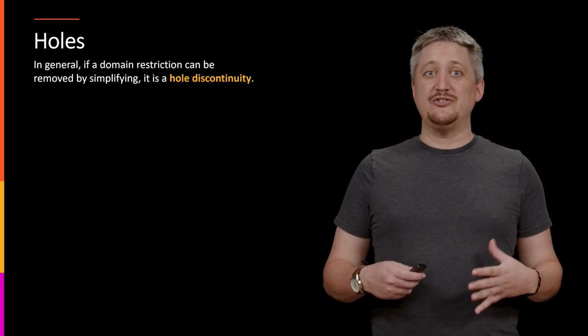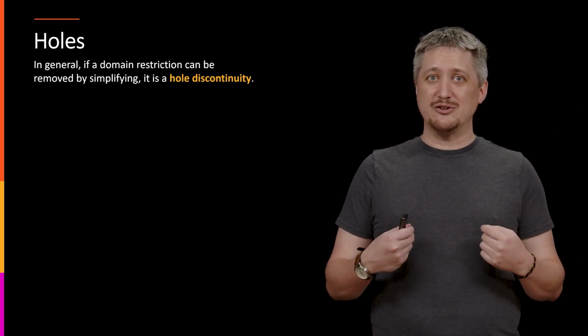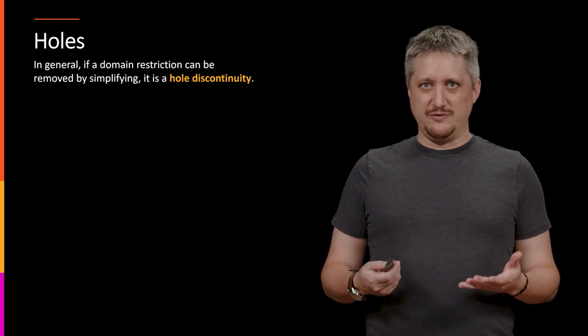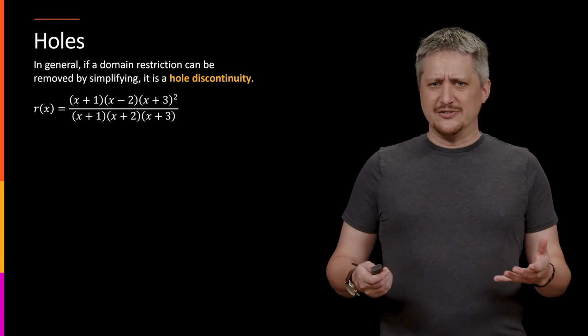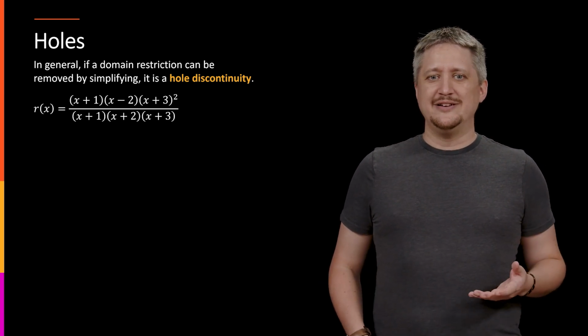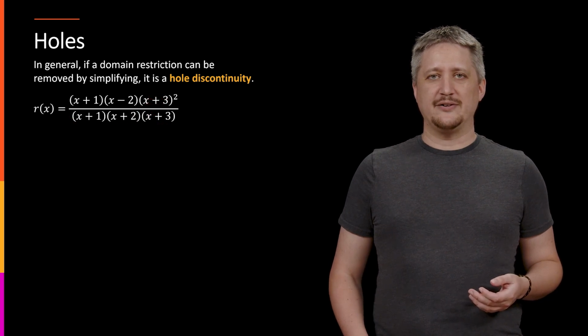So in those situations where you can remove the problem, the domain restriction, as a process of simplifying, that will give you a hole discontinuity. So let's look at an example. So let's say we have r of x here. We have the x plus 1, x minus 2, x plus 3 squared, etc.